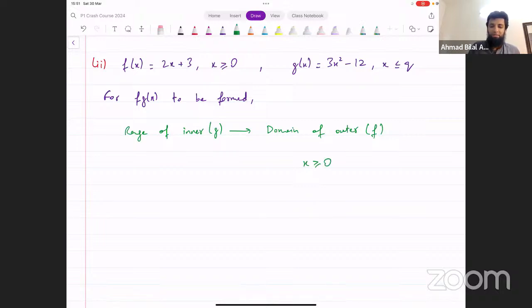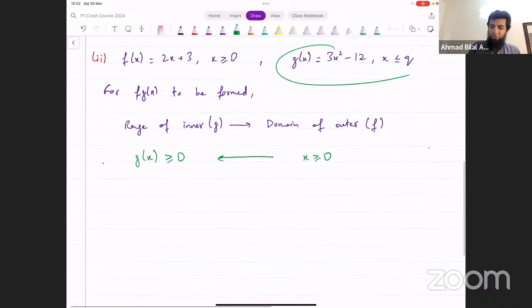So what we can say is the range of the inner function, therefore, at the very least, also has to be greater than or equal to 0. The range of the inner function, that means g of x, for the function g, y should be greater than or equal to 0 as well. Or the whole function g of x has to be greater than or equal to 0. Okay? Make sense? So what do we do now?